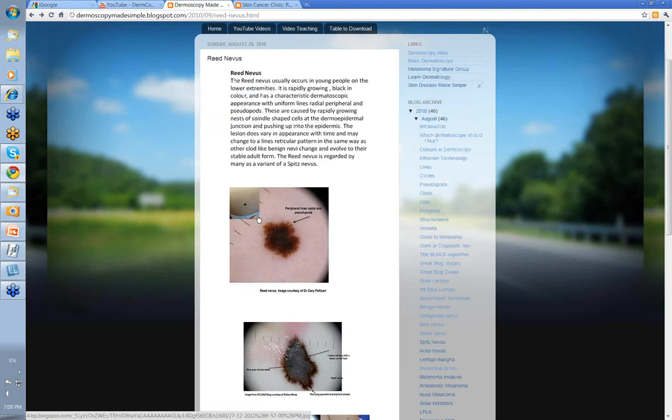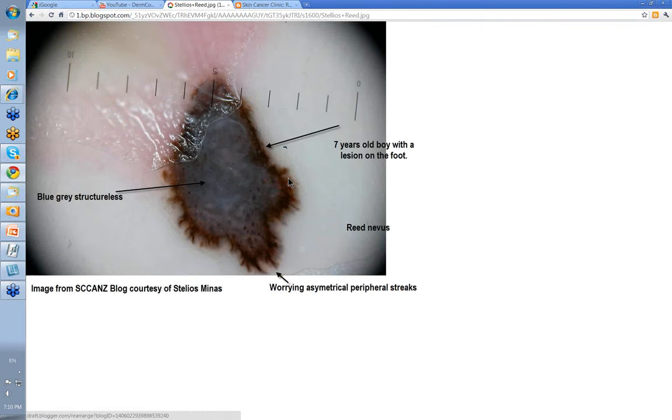Most of these have come from the Skin Cancer College of Australia and New Zealand's Dermoscopy blog, and I'm very grateful to the various people who are mentioned here for these images. This was one from the foot of a seven-year-old boy, and certainly look at these lines radial peripheral here. And the other worrying thing is this sort of grey-blue structureless area in the center.